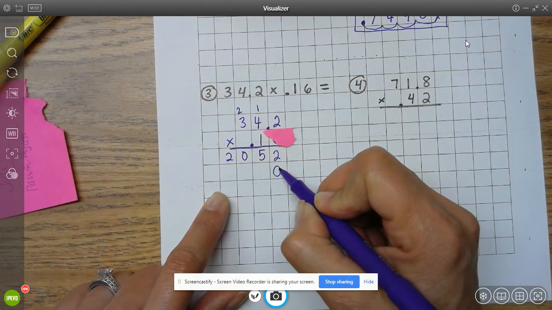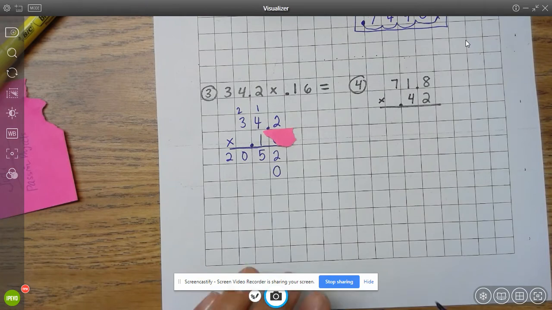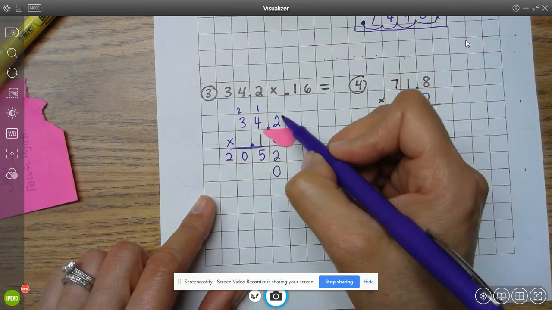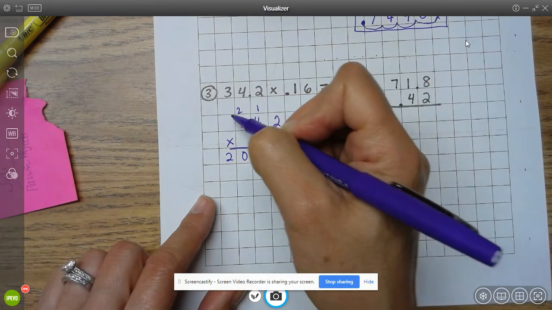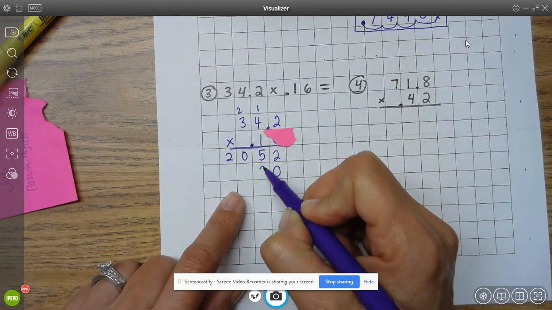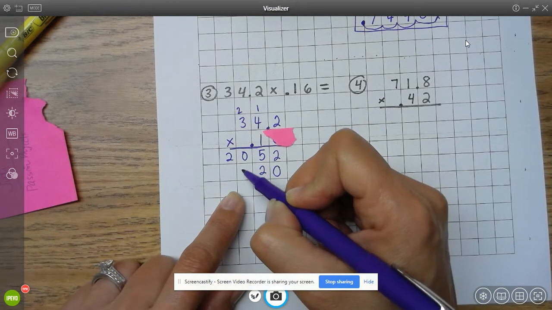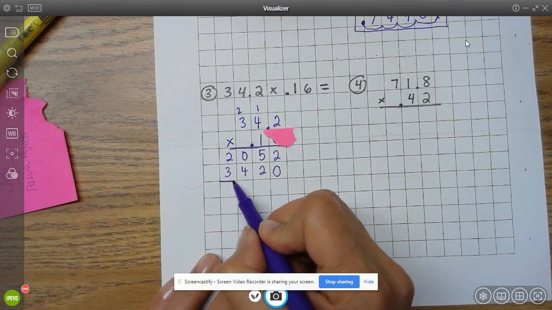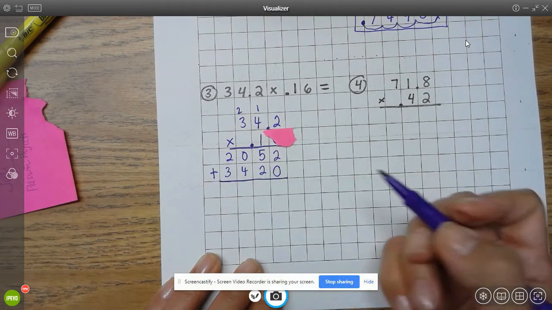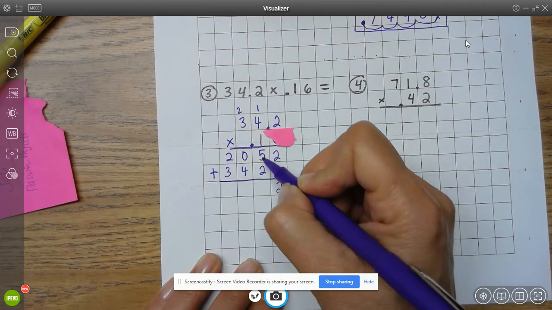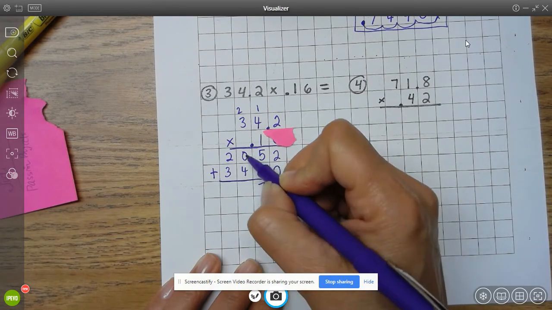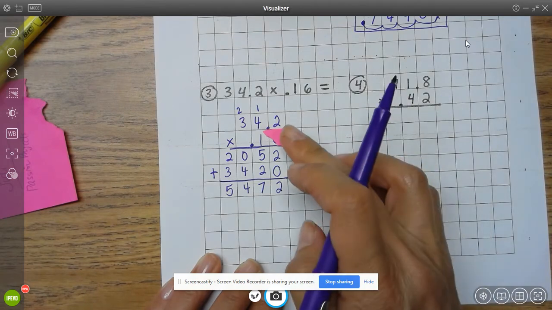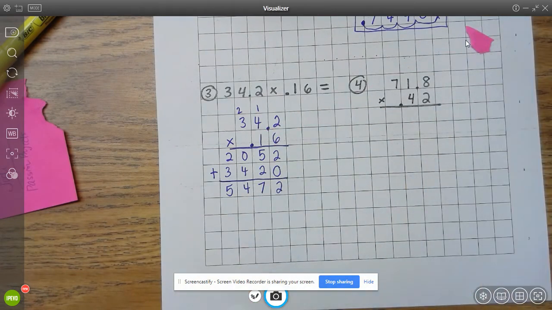I'm going to put my 0 placeholder here since I'm done with my 1s. And now I'm going to multiply all the numbers on top by that 1. Again, starting from the right, moving to my left. 2 times 1 is 2. 4 times 1 is 4. 3 times 1 is 3. I didn't have to regroup anything. Nice small numbers. And then I add. 2 plus 0 is 2. 5 plus 2 is 7. 0 plus 4 is 4. 2 plus 3 is 5. Okay, now I'm going to move this out of the way since I'm all done with my multiplication.